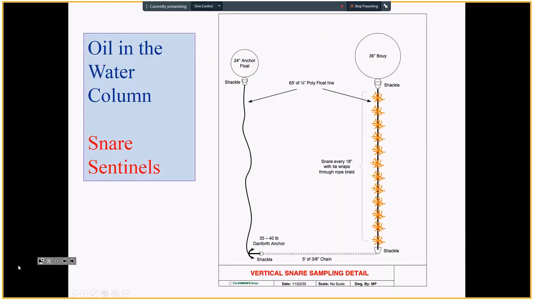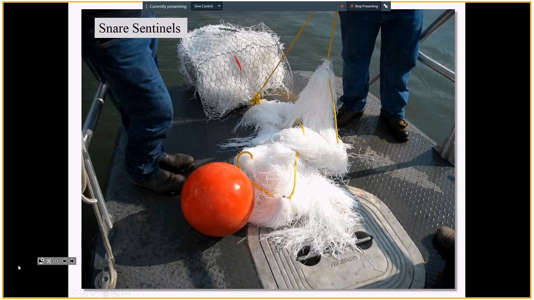So we drag them, but also we suspend them in the water column. This is what we call snare sentinels. So this is sort of a snare on a rope with an anchor and a float, suspended in the water column. You can also catch crabs in a crab pot, and those are what we call snare baited crab pots.